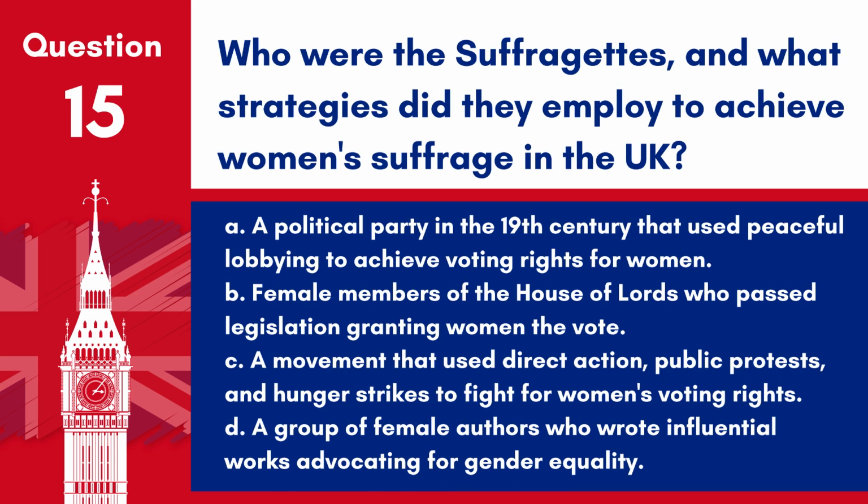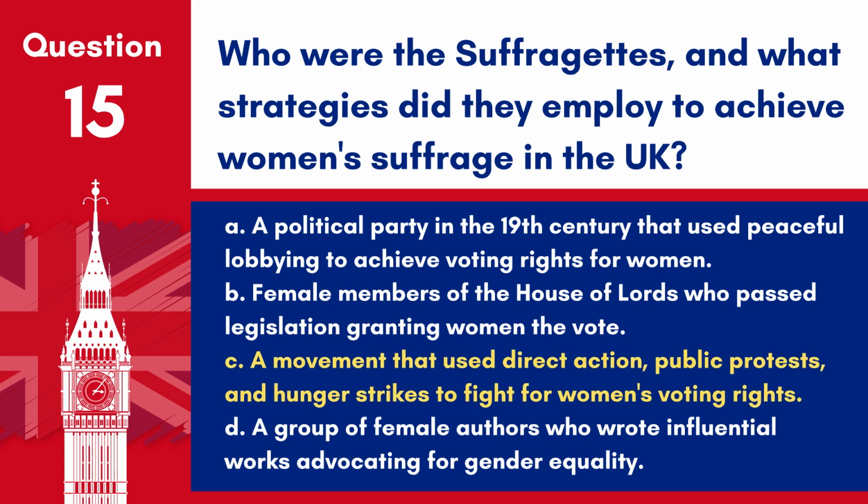Question 15. Who were the suffragettes, and what strategies did they employ to achieve women's suffrage in the UK? A. A political party in the 19th century that used peaceful lobbying to achieve voting rights for women. B. Female members of the House of Lords who passed legislation granting women the vote. C. A movement that used direct action, public protests, and hunger strikes to fight for women's voting rights. D. A group of female authors who wrote influential works advocating for gender equality.